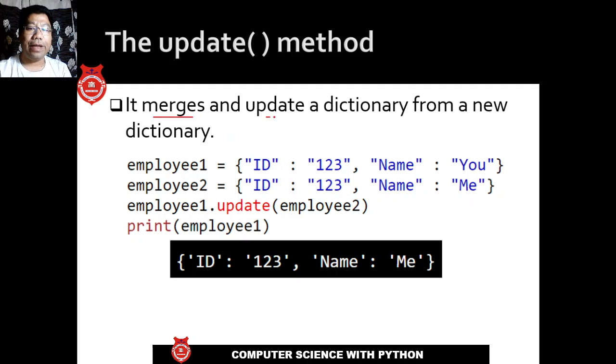And lastly, let us talk about the update method. It merges and updates a dictionary from a new dictionary if they have the same keys. For example, in employee 1, I have ID 123 and the second key is name, which is you. For employee 2, the ID is also 123 and the name is me. So if I say employee1.update(employee2) and print employee 1, the me value will be updated in employee 1, but the ID is the same. Although it is updated, it will look the same.